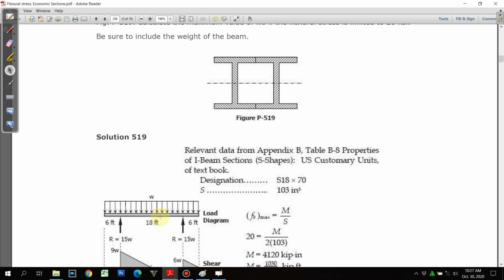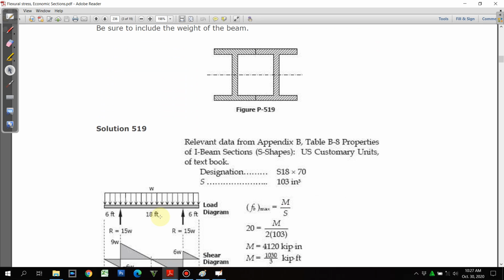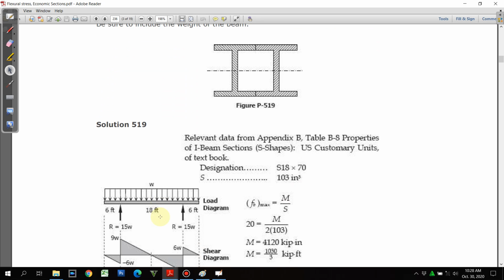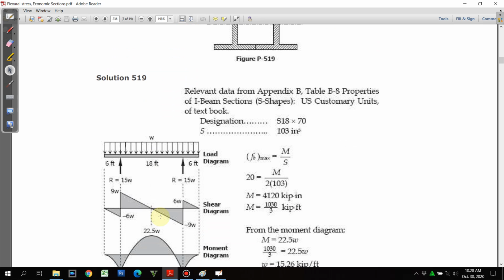So first, we need to determine the data. Okay, to acquire the data from your appendix table, properties of I-beam section on the US customary units. So from that, we obtained S18 by 70 that is having a section modulus of 103 cubic inches. So probably you might ask, don't get confused here that only in this book that it is designated by S. So supposedly what we have introduced is this one should be in terms of Z.